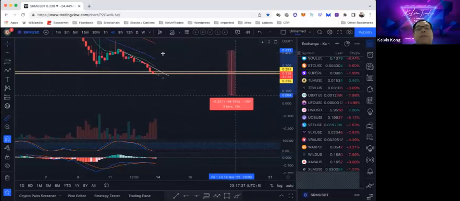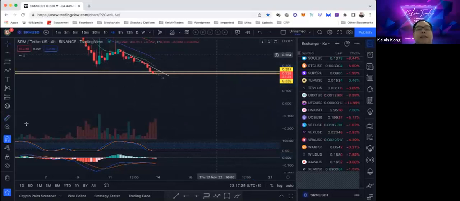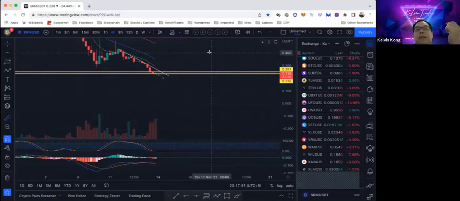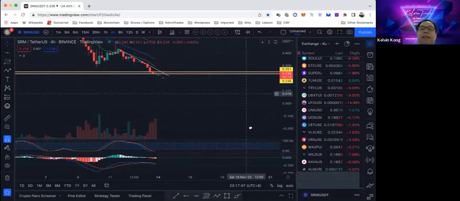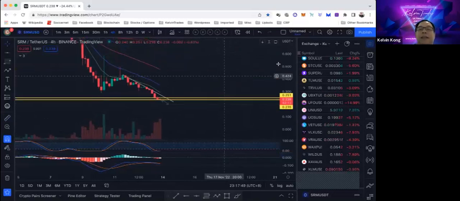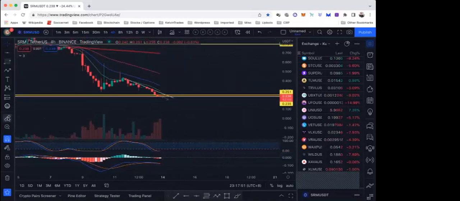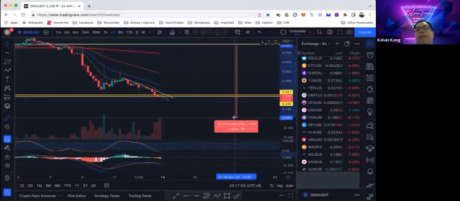You see, even if you were to short at 40 cents, if it goes to 0, you will still make 99.99%. You can't go more than that. Even shorting from here all the way up here, all the way to 0, is still 99%. So shorting, that's the maximum you can make. That's the maximum.